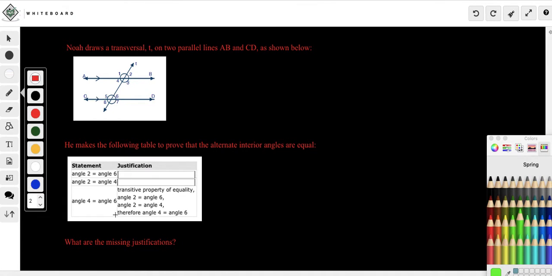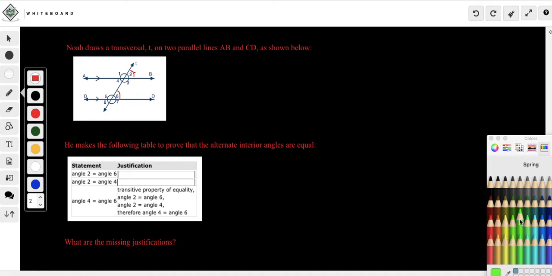All right, so whenever you see a problem like this, you're just going to look at what the statement is, and then you're going to look up here and see what the relationship is between the angles or line segments or lines or whatever they're putting in the statement. So right now we have angle 2. For this first one right here, it says angle 2 equals angle 6. So let's look up here. Angle 2 is going to be right here, and angle 6 is going to be right here.